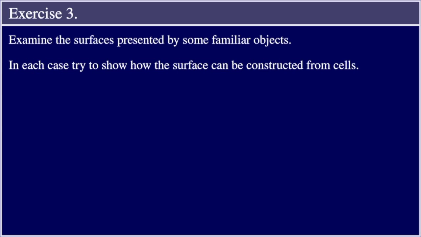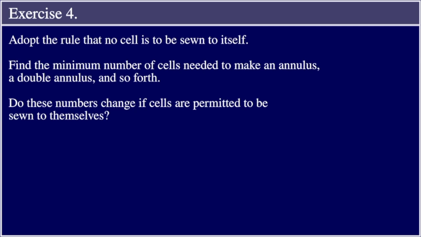Exercises. 3. Examine the surface presented by some familiar objects. In each case, try to show how the surface can be constructed from cells. 4. Adopt the rule that no cell is to be sewn to itself. Find the minimum number of cells needed to make an annulus, a double annulus, and so forth. Do these numbers change if the cells are permitted to be sewn to themselves?